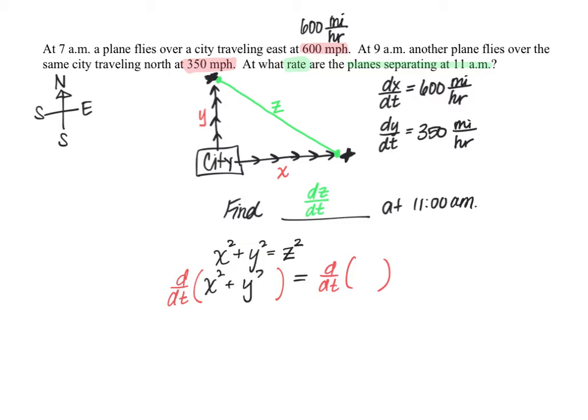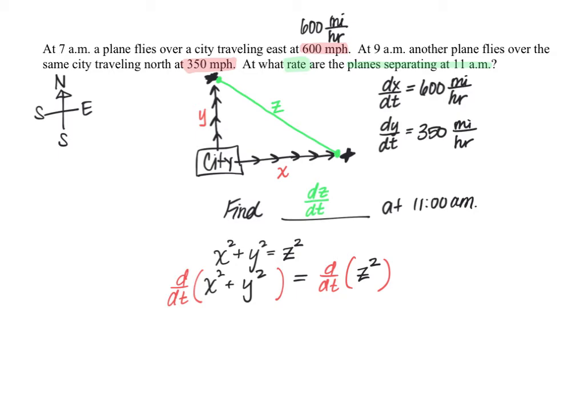So the derivative of x squared plus y squared, and then the derivative of z squared. Now let me pause here for a moment because it's worth noting at this point in the problem that we have three unknowns. We have three variables. And sometimes in these problems, you have too many variables and you want to eliminate one of the variables.